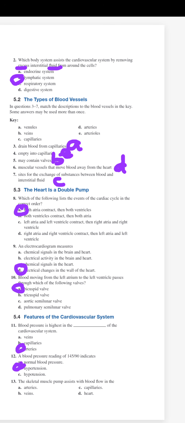Number 13, the skeletal muscle pump assists with blood flow in the veins. Skeletal muscles are the muscles that are attached to our skeleton, basically, and they're voluntary, and their contraction is the one that helps the flow of blood in the veins. Again, returning to the veins, their structure, they have a wide lumen. They do not have that much muscle in their tunica media, which is a layer of the vein.